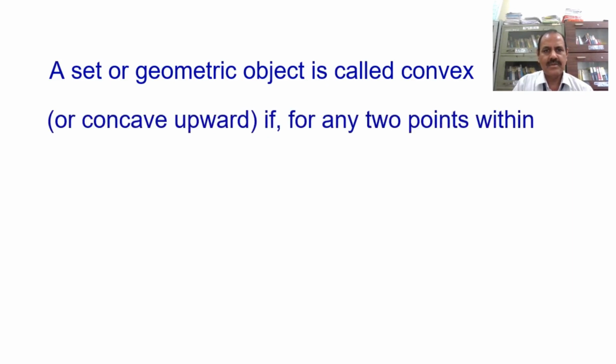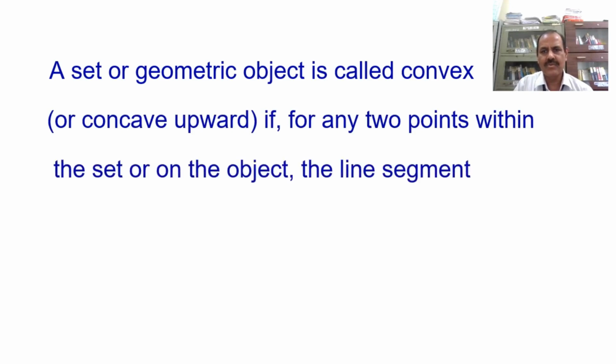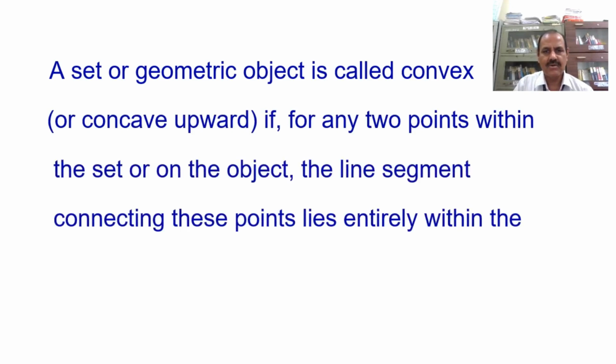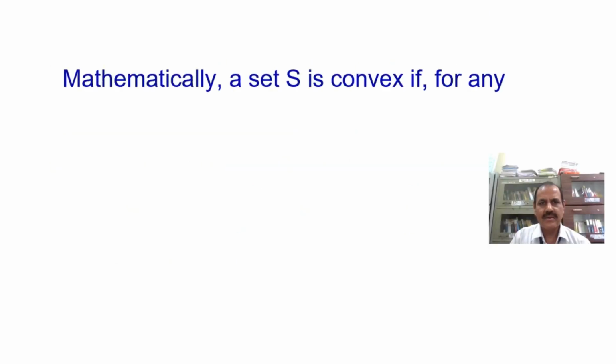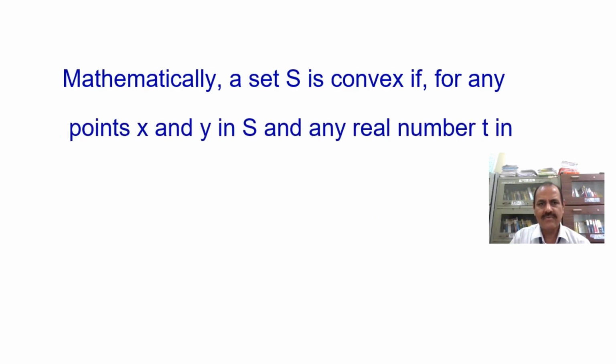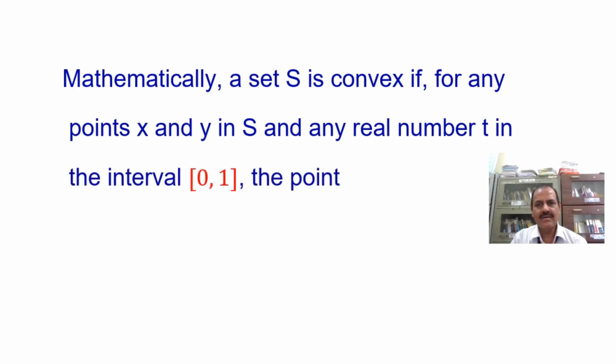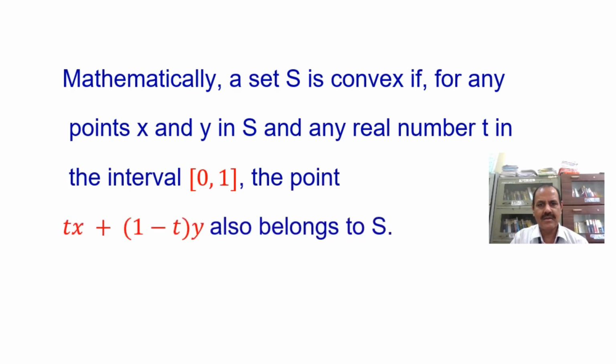A set of geometric objects is called convex if for any 2 points within the set, the line segment connecting these 2 points lies entirely within the set or the object itself. Mathematically, a set S is convex if for any 2 points x and y in S and any real number t in the interval [0, 1], the point tx plus (1 minus t) times y also belongs to S. This is the convex shape.